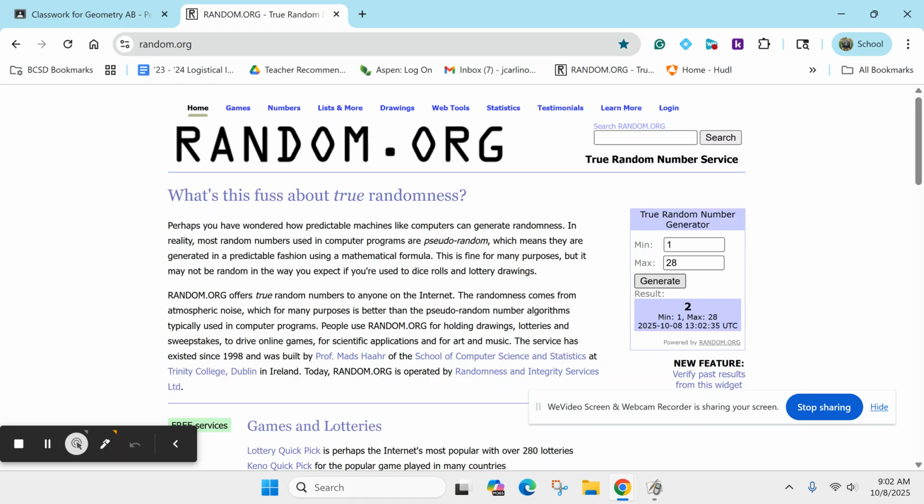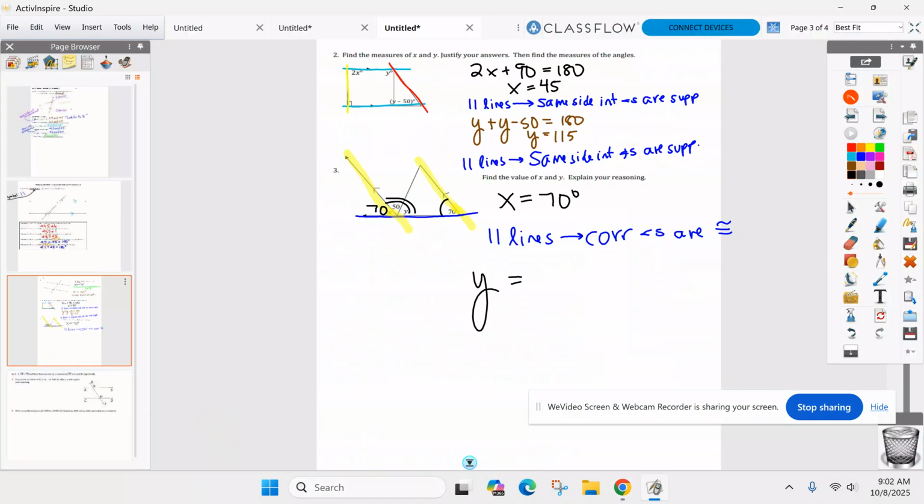Let us know when you have Y. I already asked somebody too, but yeah, 60. I'm just going to put straight angles add to 180. I could have also put parallel lines imply same side interior or supplementary, but I'll use something different. I just want to show you guys we can use anything we have so far. This does not have to be a parallel line thing.